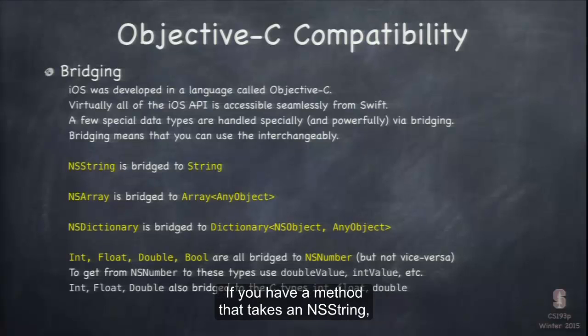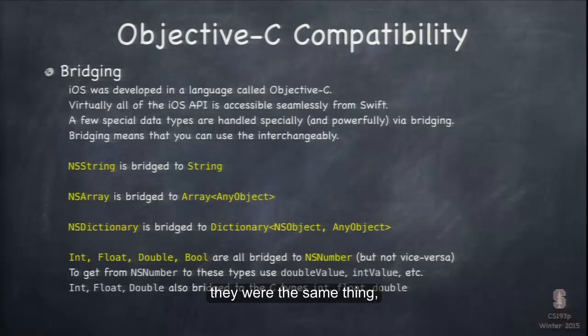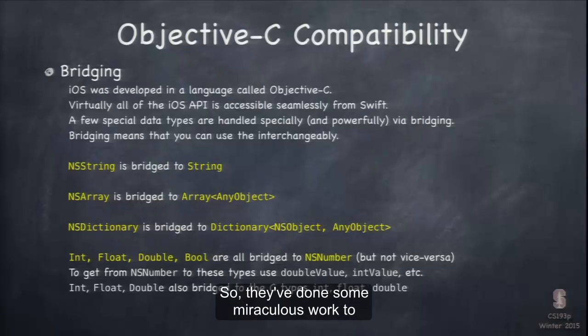If you have a method that takes an NSString, you can pass a Swift string in there, and vice versa. Okay? They're just automatically treated as if they were the same thing, even though they are quite different things. String in Swift is not even a class. Okay? It's just a struct. So they've done some miraculous work to bridge these things.